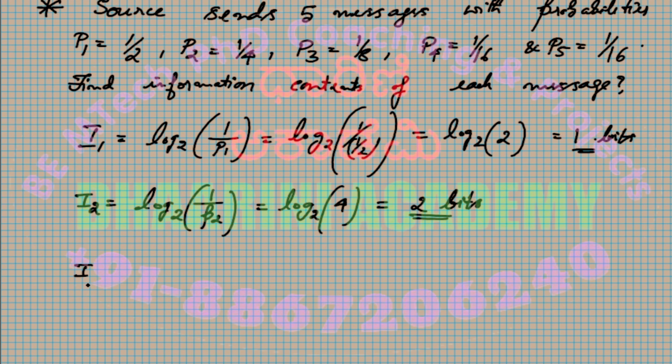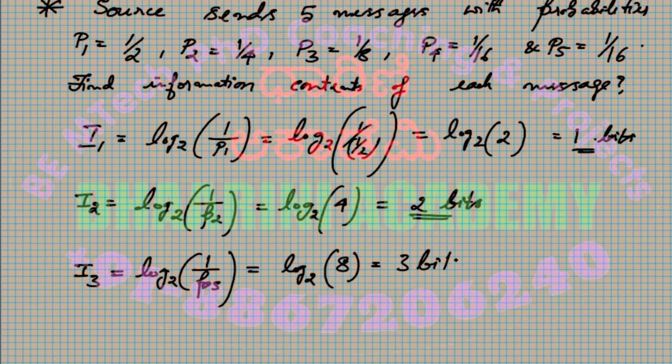Like that, I3 will be equal to log to the base 2 of 1 by P3, as per our equation. So this will be equal to log to the base 2 of 8. That should be 3 bits. Now it's very clear that whatever we had studied is right being applied here. P2, P3, P4 have lesser probabilities than P1, so we can see the same thing is happening with this. The information content shown is higher compared to message one.